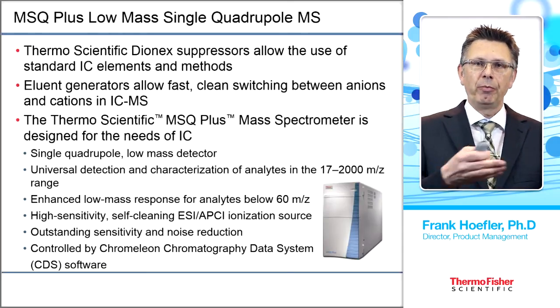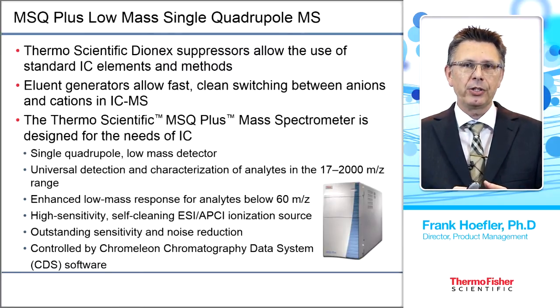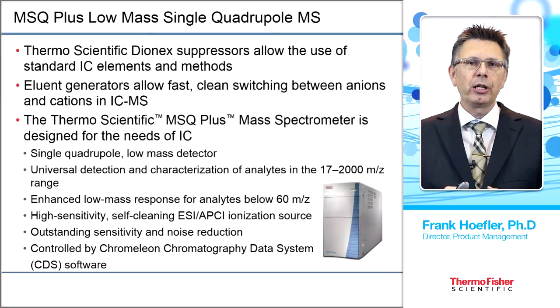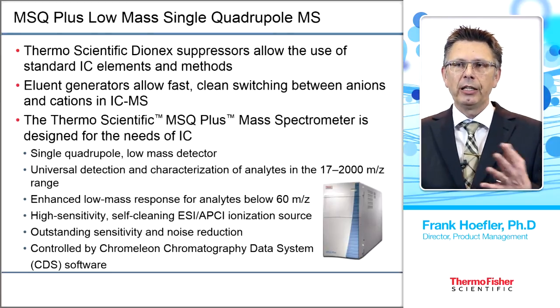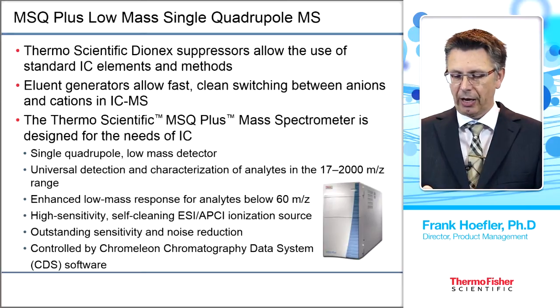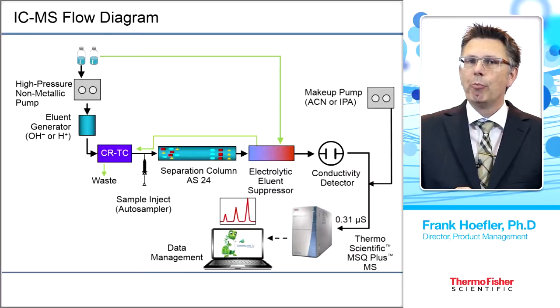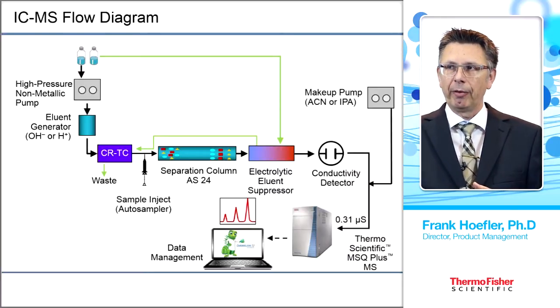The whole system, the IC as well as the MS, are controlled by a Chromeleon data system, and we can utilize that in combination with conductivity or other detectors to really generate holistic reports and validate our examples and results. Moving on to the next slide, I'm giving you an overview of a typical flow diagram.